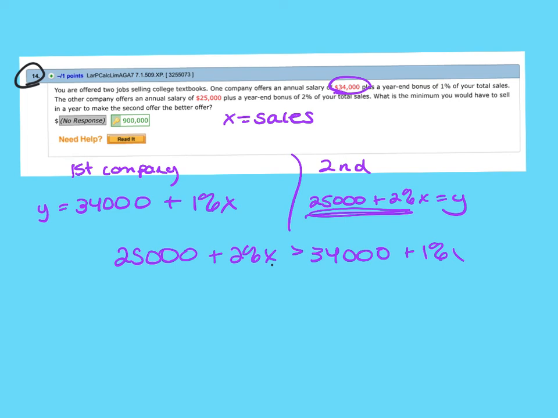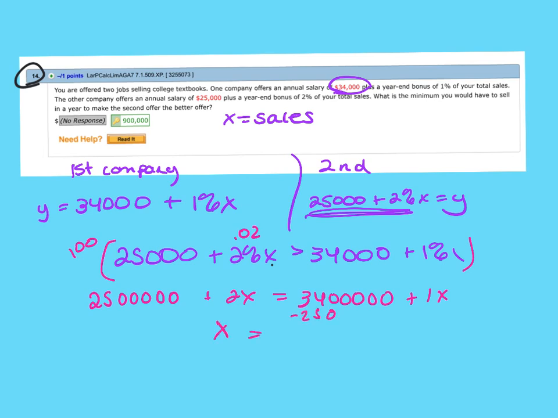Well, let me get rid of the decimal. So I'd have to multiply everything. 2% would be 0.02. Everything by 100, this would be 25,000 plus 2x equals 3,4,5,000 plus 1x. And then subtract the x. So x would equal, subtract the 25,000, 9.